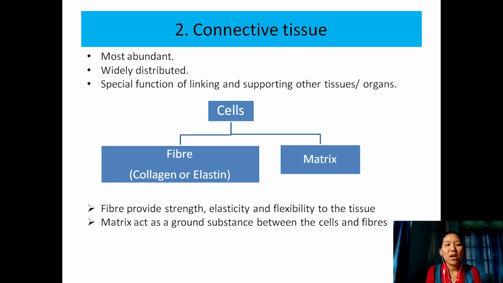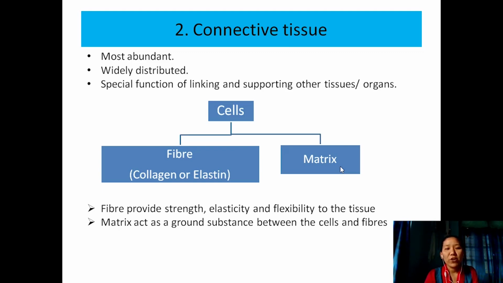The connective tissues are the most abundant and widely distributed tissue in the body. They have a special function of linking and supporting other tissues and organs. That is why these tissues are called connective tissues. This connective tissue is made up of a number of cells, and these cells produce fiber, which can be collagen or elastin, and they also produce a modified polysaccharide which acts as a matrix. So the cells will produce matrix as well as fiber.